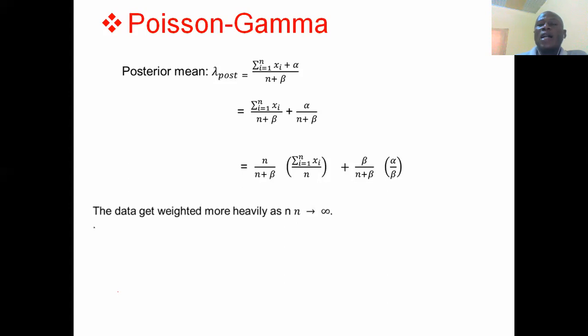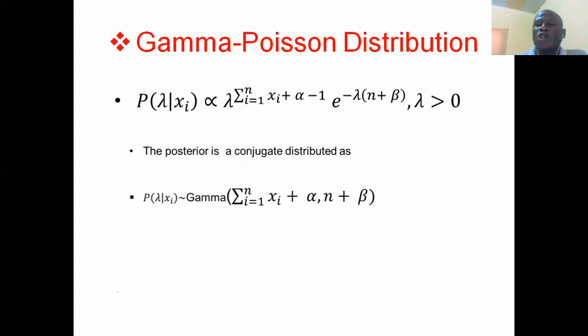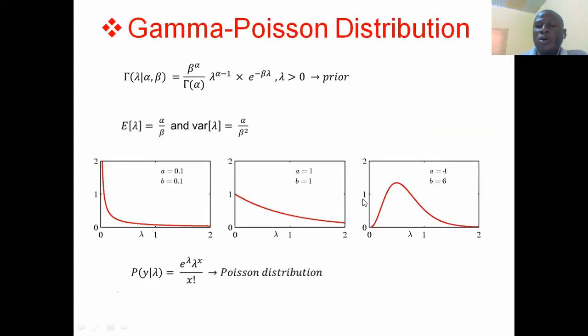So now let's go back. We now know that our alpha is equal to summation of xi plus alpha, and our beta is equal to n plus beta. We return to this slide. So our alpha is now summation of xi plus alpha, and our beta is now n plus beta. We are going to substitute that into this and then substitute that into this one.